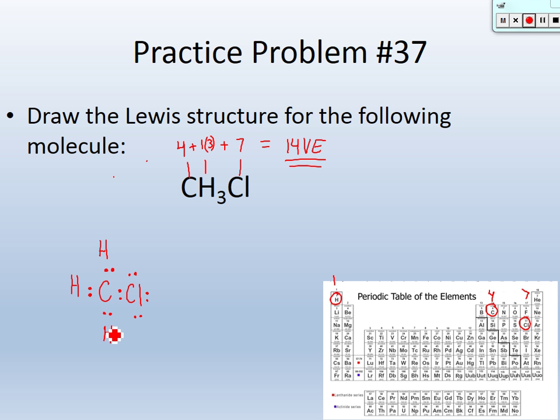It says, remember the octet rule. Let's see if they're obeying the octet rule. Hydrogen wants 2. It's got 2. This hydrogen has 2. This hydrogen has 2 electrons. So the hydrogens are fine. The carbon, 1, 2, 3, 4, 5, 6, 7, 8. It feels like it has 8 valence electrons, which is what it wants. This chlorine, 1, 2, 3, 4, 5, 6, 7, 8. So the chlorine feels like it's obeying the octet rule.